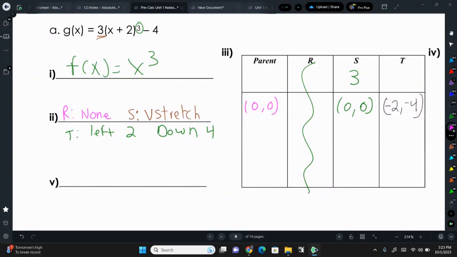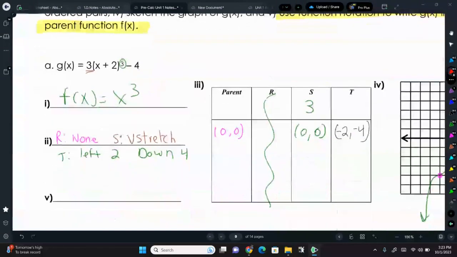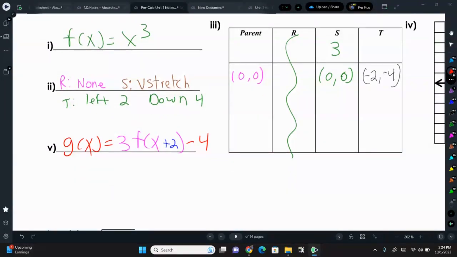So now the fifth one: use function notation to write g of x in terms of the parent function. So what that will look like is g of x equals, we have a stretch of 3, so 3 times f of x, and we are shifted left 2, so we need to have plus 2 on the inside. And then down 4 means we must have minus 4 on the outside. So that's written in function notation that tells us that our function is the vertical stretch by 3, shifted to the left 2, and down 4.